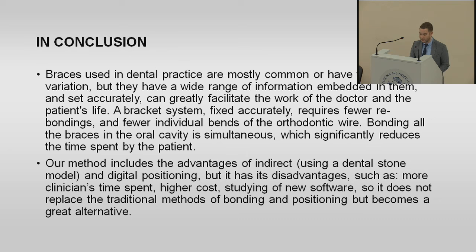In conclusion, braces used in dental practice are mostly common or have torque variation, but they have a wide range of information embedded in them, and set accurately can greatly facilitate the work of the doctor and the patient's life as well. A bracket system fixed accurately requires fewer rebondings and fewer individual bends of the orthodontic wire, which is really great also on the finishing steps. Bonding all the braces in the oral cavity is simultaneous, which significantly reduces the time spent by the patient.